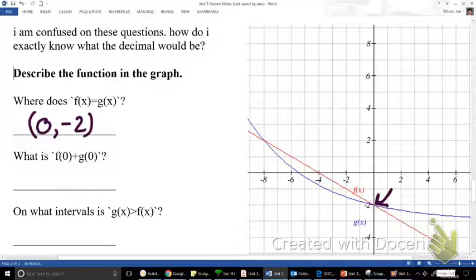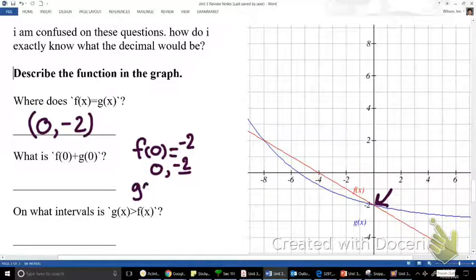Second question says, what is f of 0 plus g of 0? So remember, f of 0 is the coordinate 0, blank. So f of 0 is 0, blank. In this case, it's 0, -2. G of 0 is the coordinate 0, blank, but it's on the other line. Well, g of 0 here on both lines is -2. Because remember, it's a coordinate 0, -2.